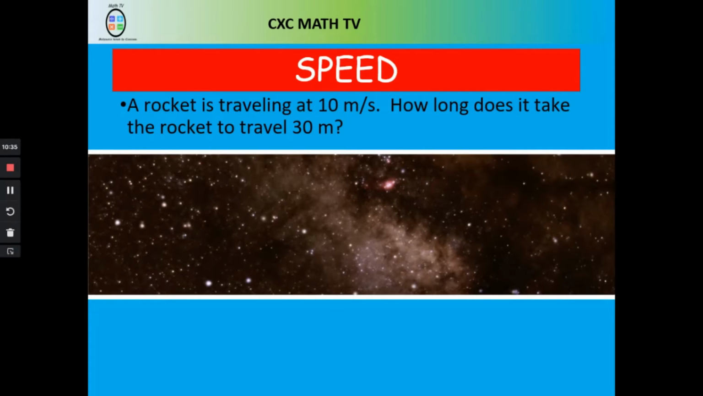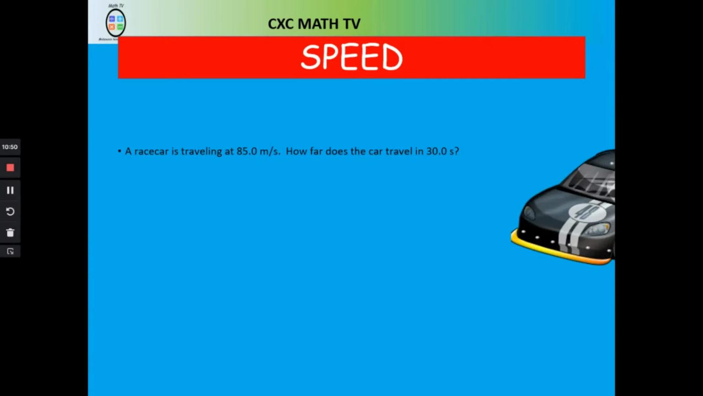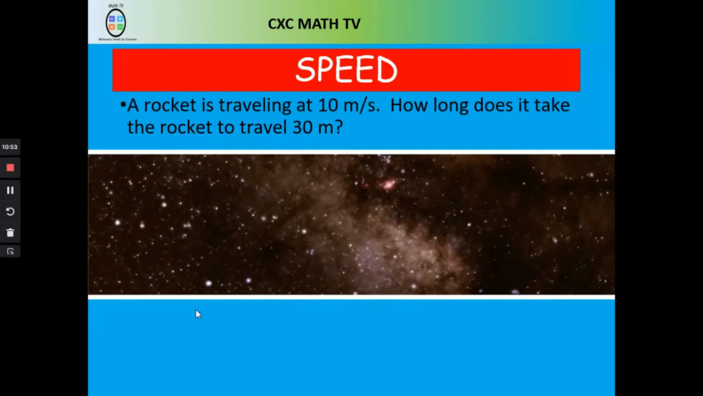So if we tell you now that a rocket is traveling at 10 meters per second, how long does it take the rocket to travel 30 meters? No problem. That's the rocket. Zoom. The rocket shoots by at that speed. How long is it going to take it to cover 30 meters? You're just going to use the formula. The formula tells us that speed is equal to distance divided by time. And so 10 is equal to the distance of 30 meters over the time we need to find. So we can cross multiply to say 10 times t is equal to 30. The t is equal to 30 divided by 10, which is 3. It would take 3 seconds for the rocket.